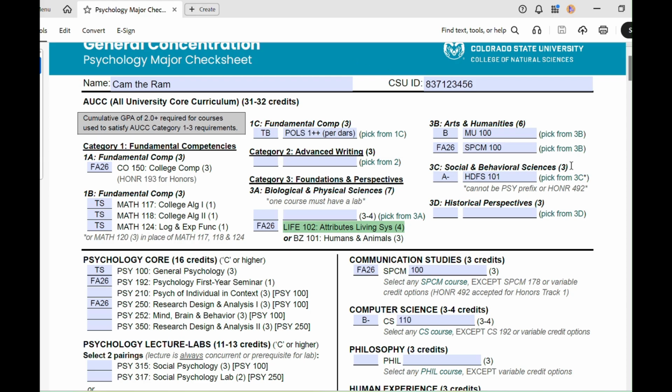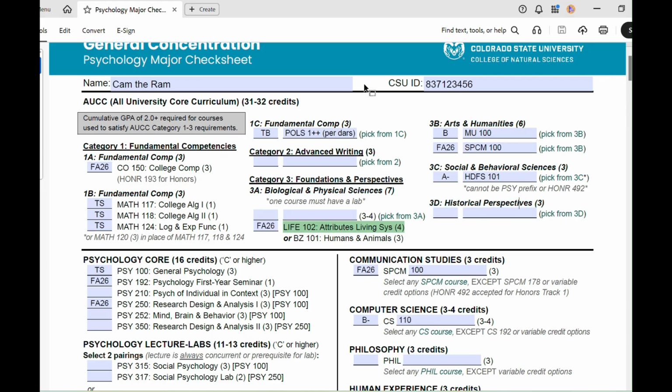Next, you will see the Social and Behavioral Sciences section, AUCC 3C. All psychology majors must take a social and behavioral science that is not psychology or Honor 492. Lastly, there is AUCC 3D, Historical Perspectives. All students must take a Historical Perspectives course.